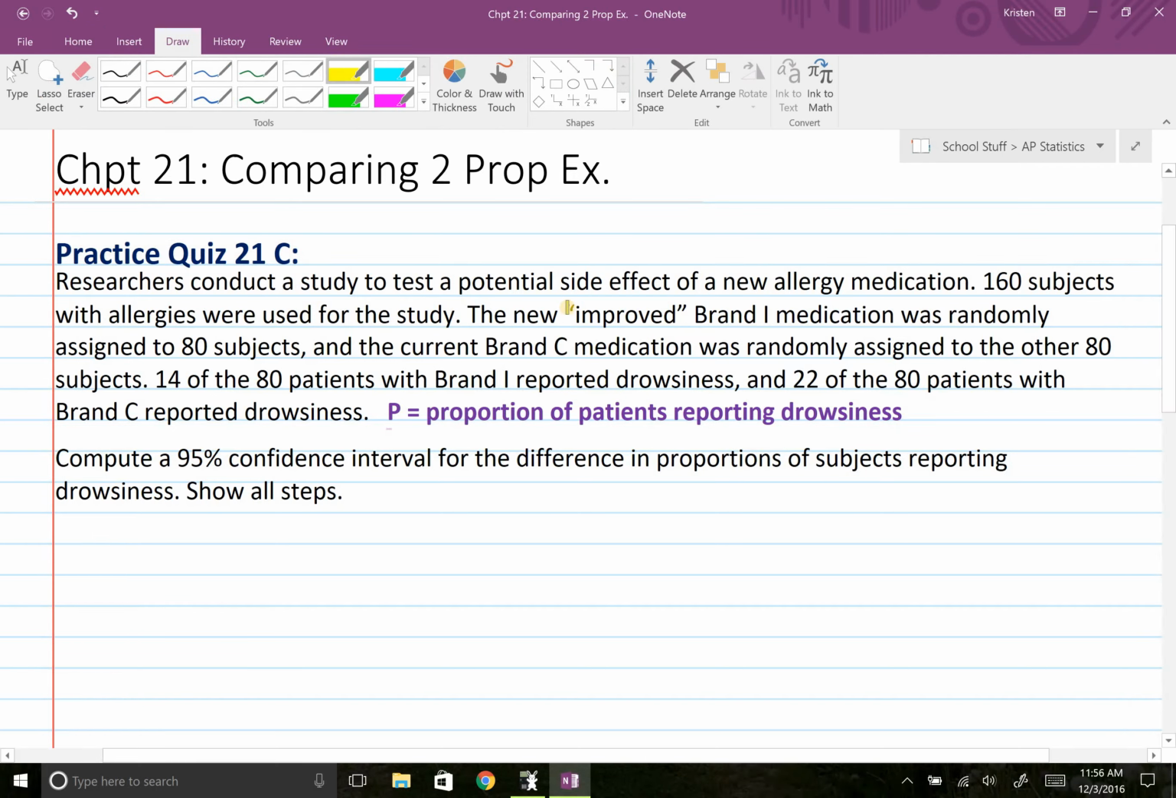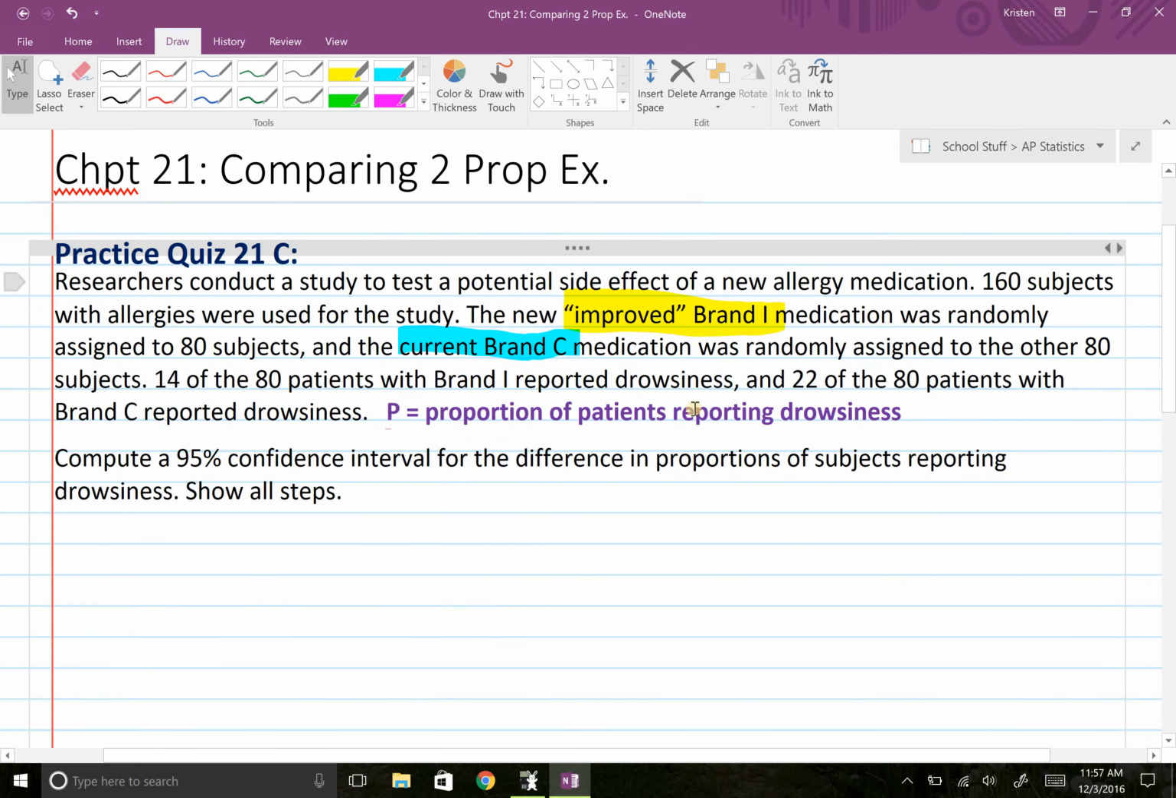I will be denoting with the sub I the brand I medication, my improved brand, and with a sub C, I'm going to be talking about the brand C medication, and that's the current brand. Remember, because what we're doing here is we're comparing the difference in side effects between my improved brand and my current brand. It's also probably going to be beneficial for me to identify the fact that what I want to know is very specific.